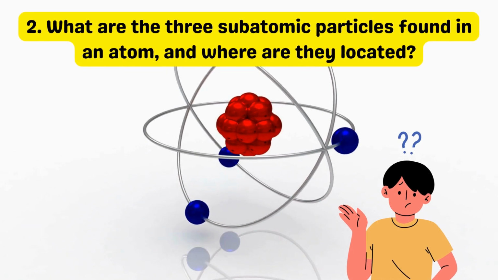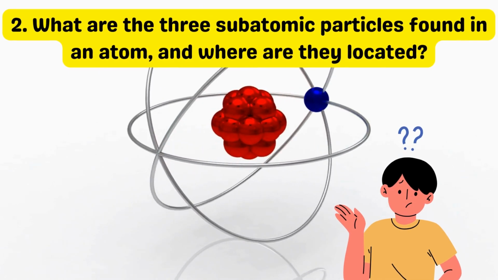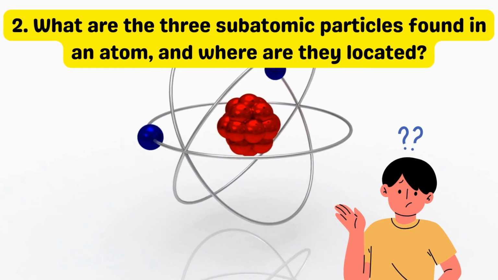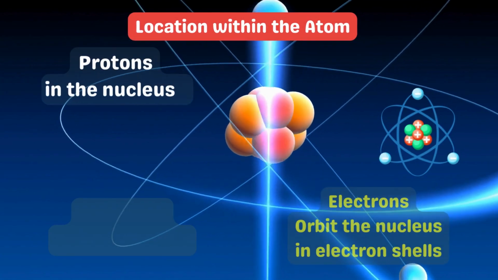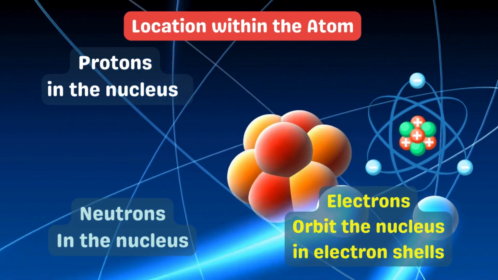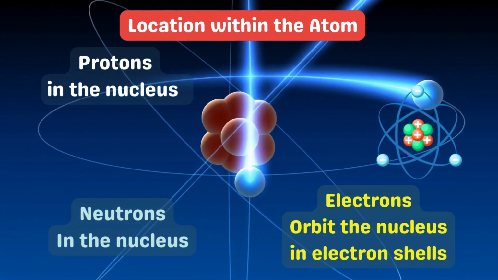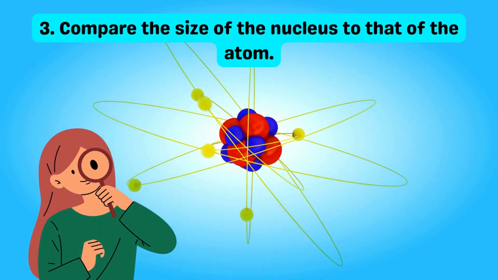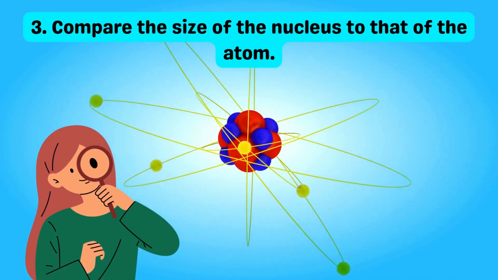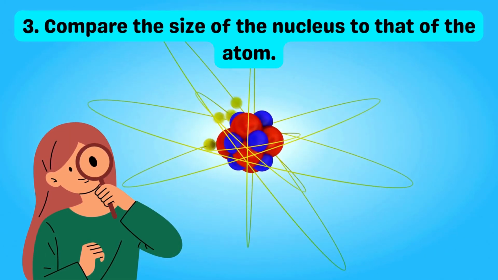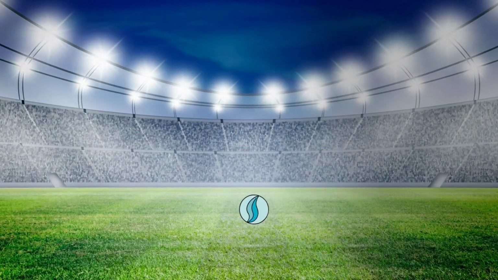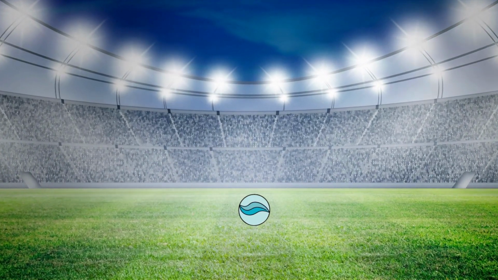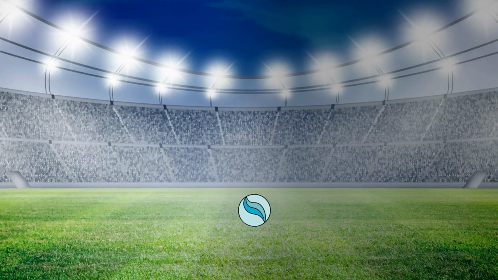Question 2. What are the 3 subatomic particles found in an atom, and where are they located? Protons and neutrons are in the nucleus, while electrons orbit the nucleus in electron shells. Question 3. Compare the size of the nucleus to that of the atom with an analogy. If the atom is as big as a football field, then the nucleus will be the size of a marble in the middle of the football field.